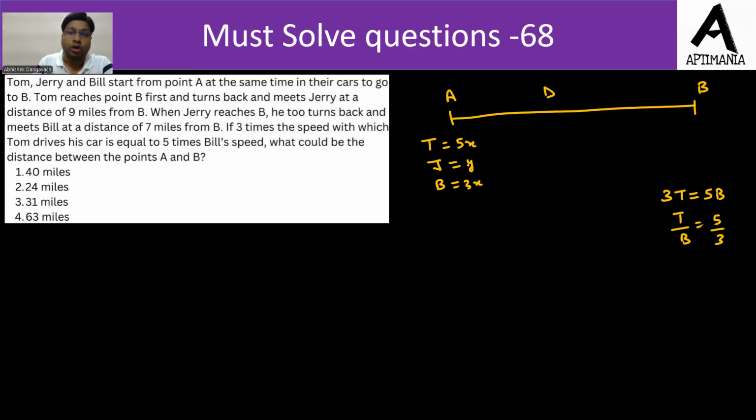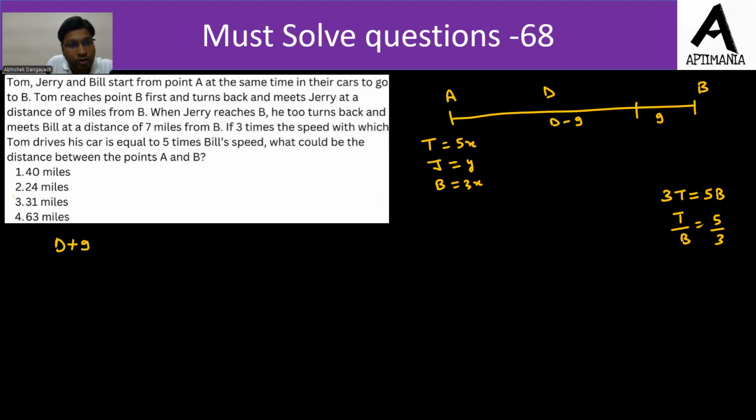Okay. So now what happens is Tom reaches point B first. Tom यहाँ पर पहुंच जाते हैं और उसके बाद B से 9 miles दूर पर उनको जेरी मिलता है. So can we say that in the time when Tom has covered this D distance plus 9 kilometer, A से B तक पूरा D distance cover किया, उसके बाद additional 9 kilometer cover किया है. In the same time, Jerry has covered D minus 9 kilometers क्योंकि उन्होंने D में से भी 9 kilometers कम travel किया है.